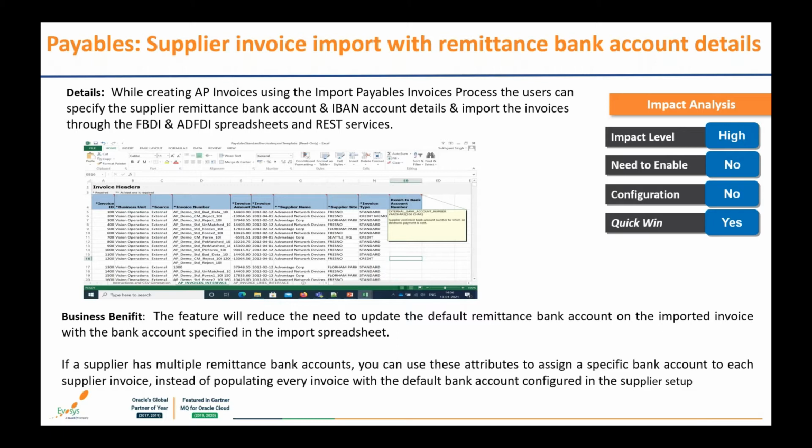There was no option available earlier wherein I could select any random banking details at the invoice level. Now with this feature, Oracle has introduced that while importing invoices, either using web services, the ADFdi spreadsheet or the FBDI spreadsheet, we have a specific field wherein we can capture a specific bank account number for that particular supplier. So whatever is available at the supplier master, we can override while importing the invoices from third-party systems.